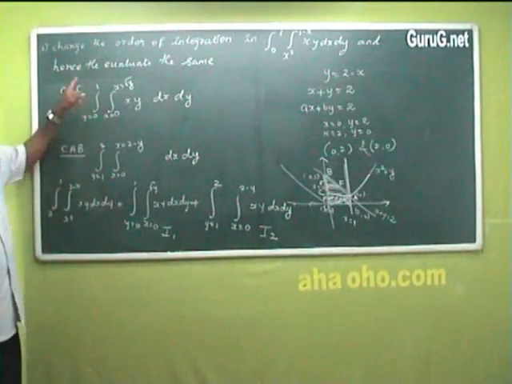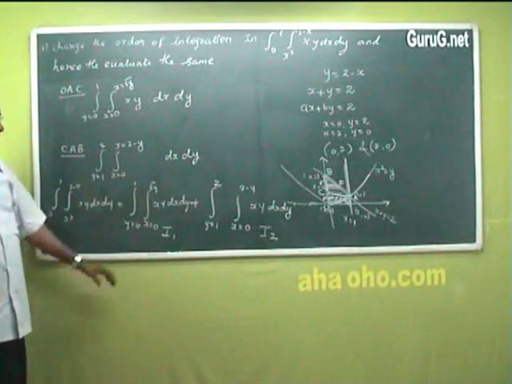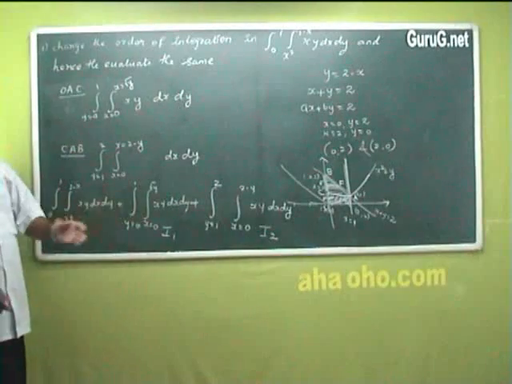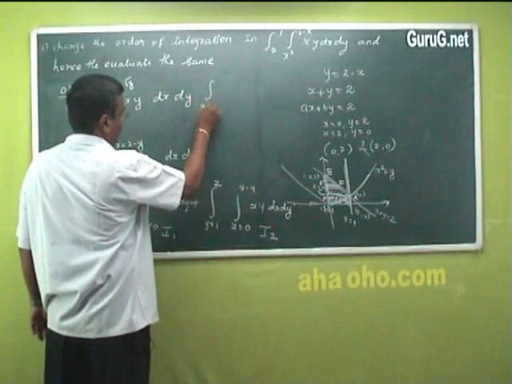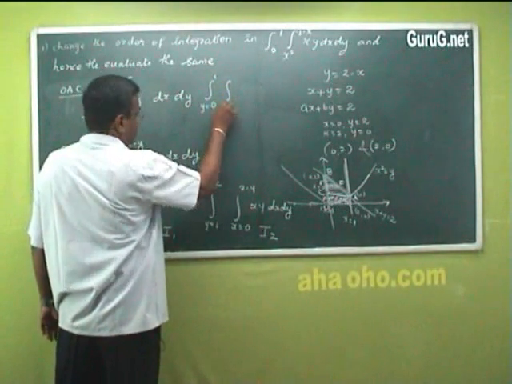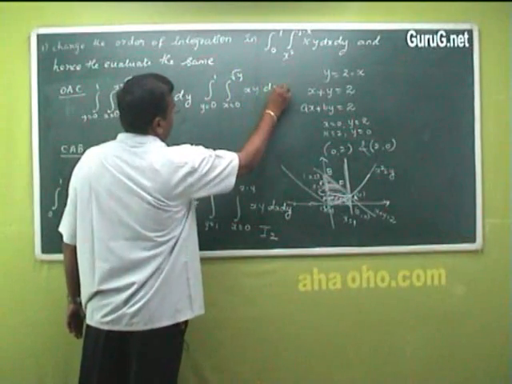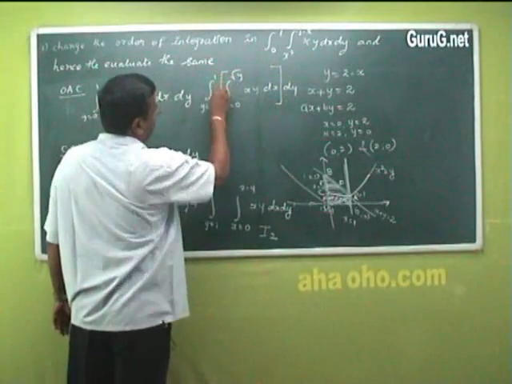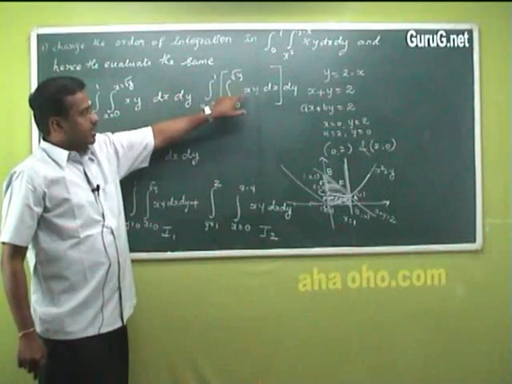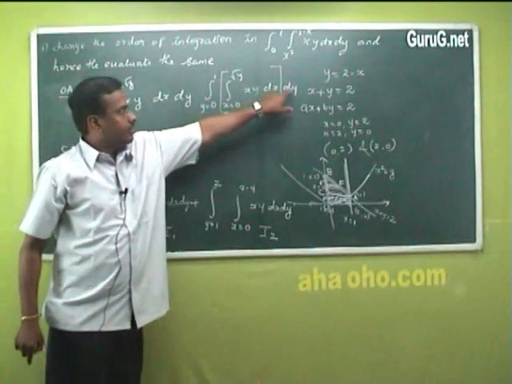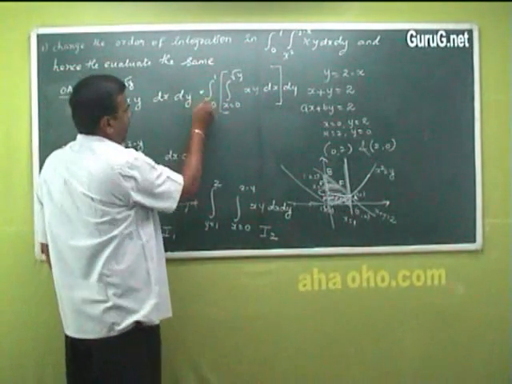The next step is, the problem says, and hence evaluate the same. Now we have to evaluate this double integral. We can evaluate this double integral by using integration. Let us consider the first integral. The first integral is y equal to 0 to 1, x equal to 0 to root y, xy dx dy. First I am going to integrate with respect to x. After substituting the x limits, the resulting expression can be integrated with respect to y, then use the y limits. So let us start the integration.